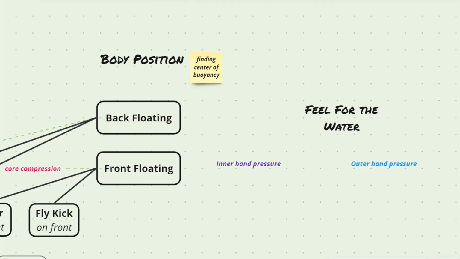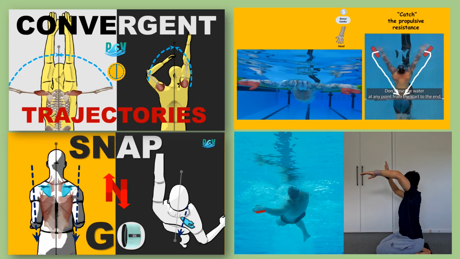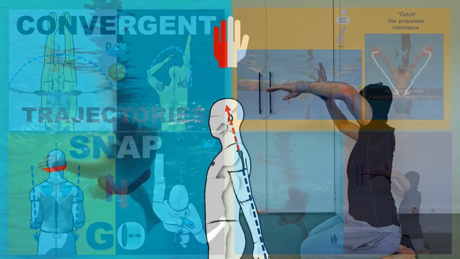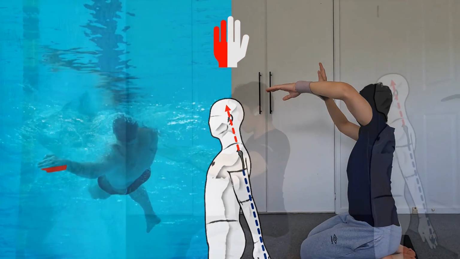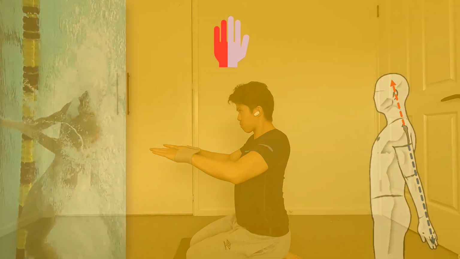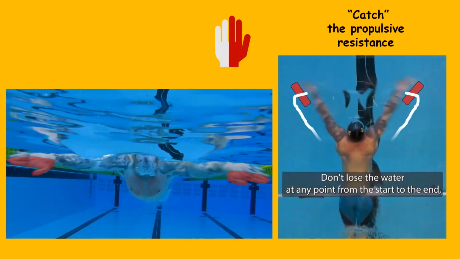Let's branch out next to the base of upper body propulsion. The concept of inner and outer hand pressure was hinted at in our lessons about convergent trajectories. We used bands to show why a focus on an outer hand pressure makes sense in both backstroke and butterfly. In contrast, inner hand pressure is more prevalent for breaststroke and freestyle.